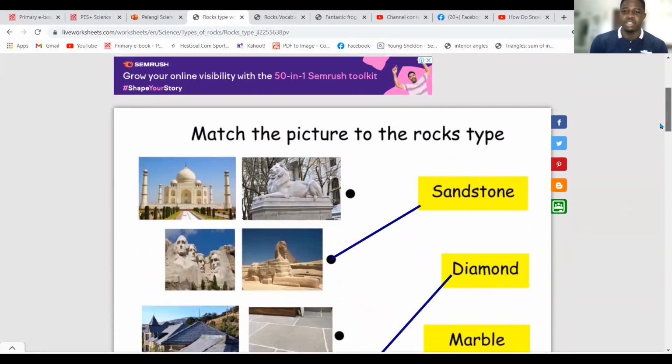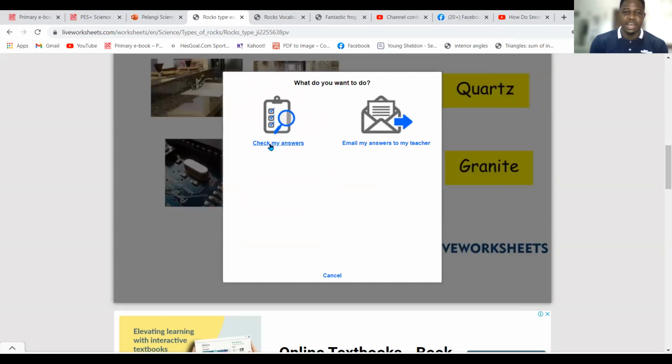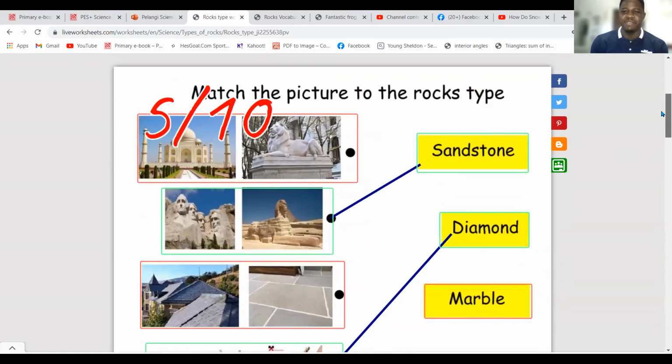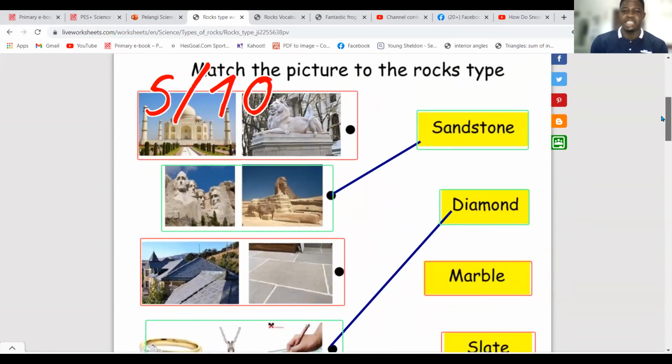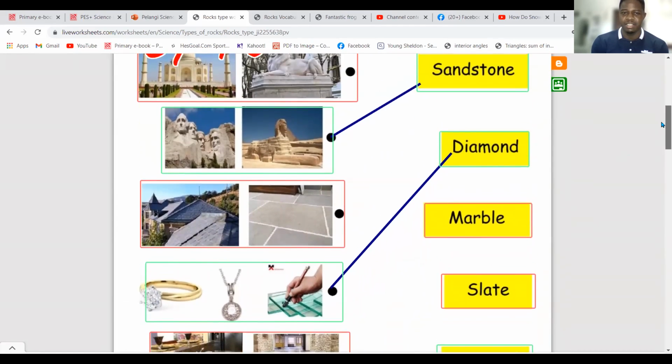I'm just going to do this one for you. So let's see what teacher gets there. Okay, teacher got 5 there. Okay, so do the rest yourself. I just did some for you. Do the rest yourself. Okay.